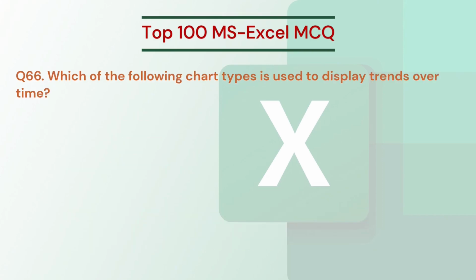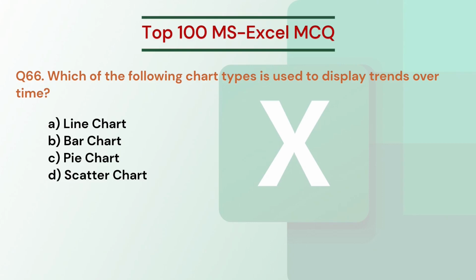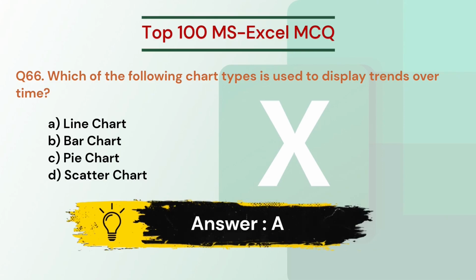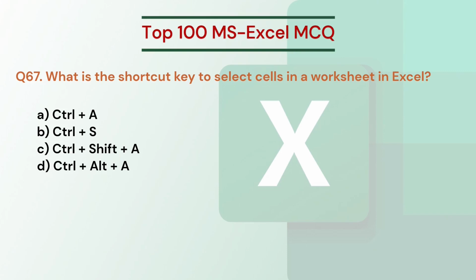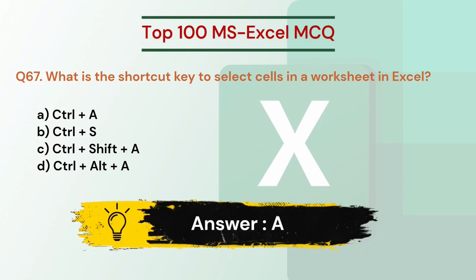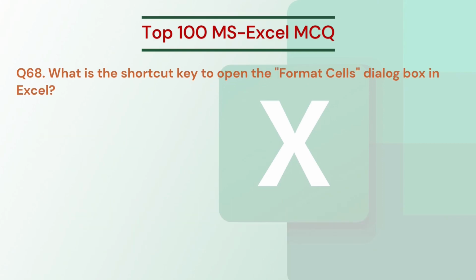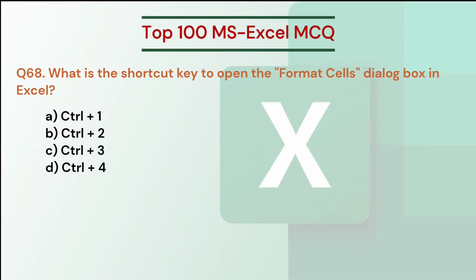Both of above. Which of the following chart types is used to display trends over time? A. Line chart. B. Bar chart. C. Pie chart. D. Scatter chart. Correct answer is A. Line chart. What is the shortcut key to select cells in a worksheet in Excel? A. Ctrl plus A. B. Ctrl plus S. C. Ctrl plus Shift plus A. D. Ctrl plus Alt plus A. Correct answer is A. Ctrl plus A. What is the shortcut key to open the Format Cells dialog box in Excel? A. Ctrl plus 1. B. Ctrl plus 2. C. Ctrl plus 3. D. Ctrl plus 4. Correct answer is A.